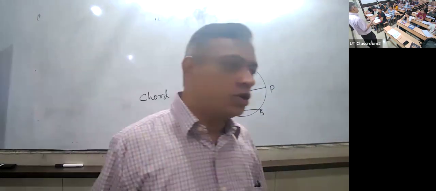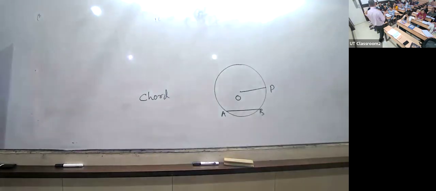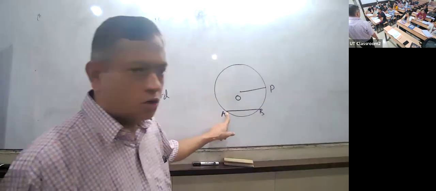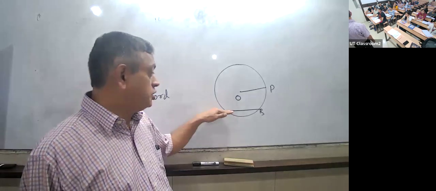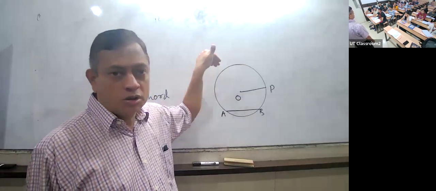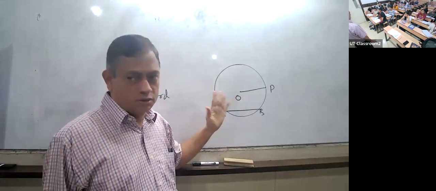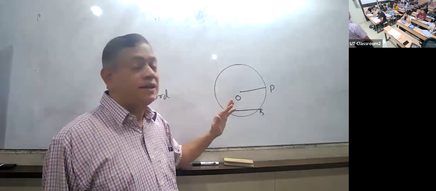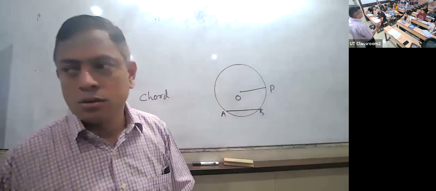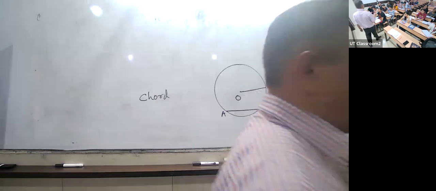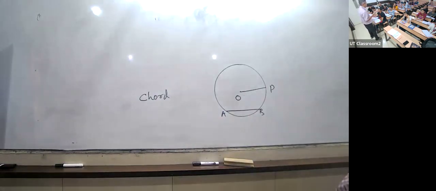How many chords can be drawn? Infinite. Through a point, how many chords can be drawn? Infinite. How many parallel chords can be drawn? Infinite. How many equal chords can be drawn? Infinite. Are you followed or not? Next, which is the longest chord? Diameter. Diameter means the chord which passes through the center. What is the relation between diameter and radius? It is equal to twice the radius. All of you know these things. Chord, I don't need to explain anything.